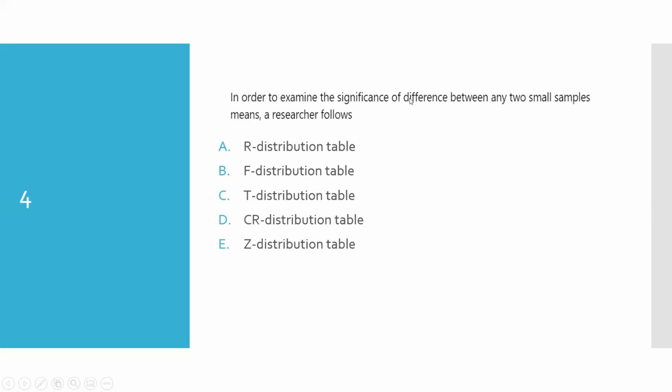In order to examine the significant difference between any two small sample means, researchers follow the R distribution, the F distribution, the T distribution, the CR distribution, or a Z distribution. In order to examine a significant difference between any two sample means, a researcher must follow.